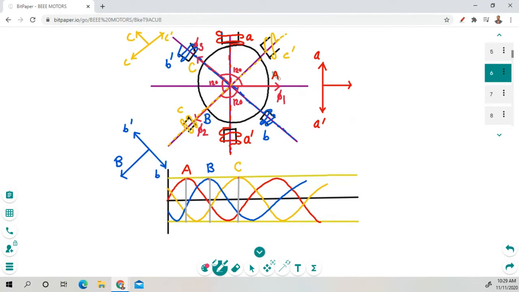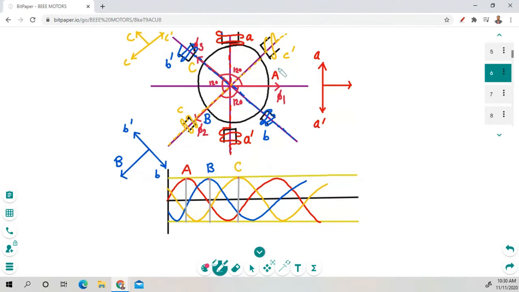Any doubt regarding the phase generation of this rotor part? Write in the chat box: how will the phase of this winding be generated when you place these windings across this conductor? Quickly give your response. Have you understood how these three phases will be generated?